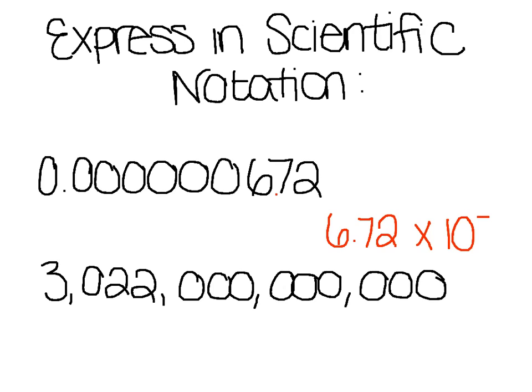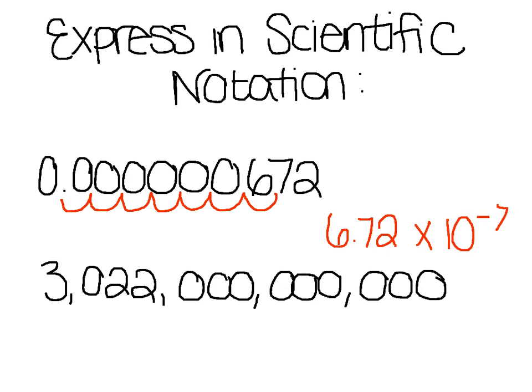Well, if here's my decimal point, 1, 2, 3, 4, 5, 6, 7. I know my exponent's going to be negative 7. So my answer is 6.72 times 10 to the negative 7th power.